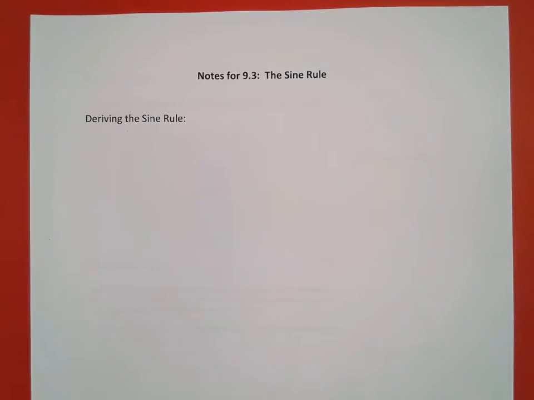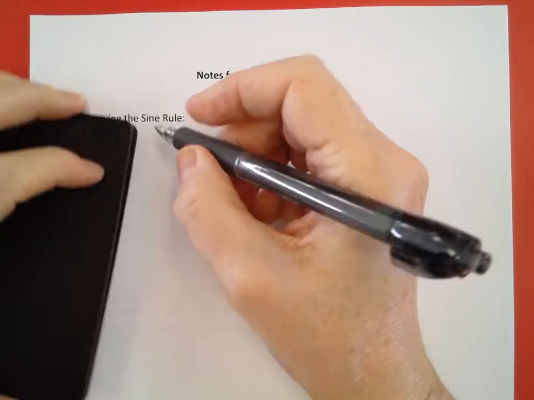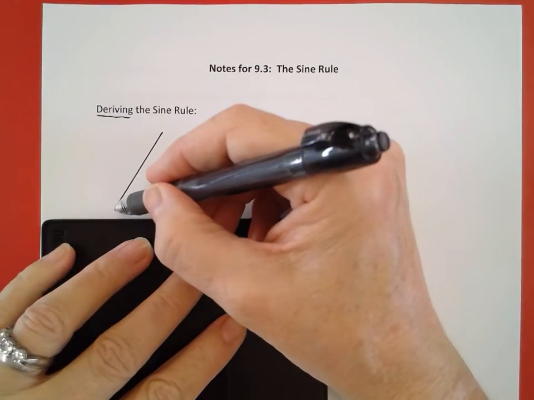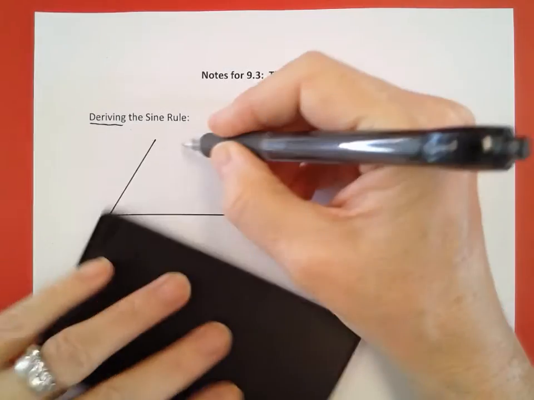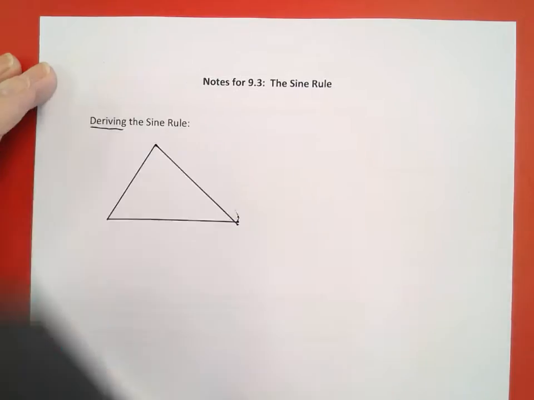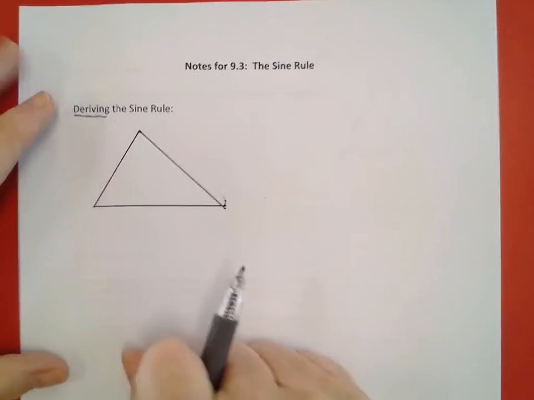Hi girls, notes for 9.3. We're going to derive or come up with the sine rule. So we're going to come up with a relationship between the sides and angles of a triangle that's not a right triangle. Previously, when we used sine, cosine, and tangent, we had to have a right angle triangle like in 9.2, but we don't now. So all these angles are not right.